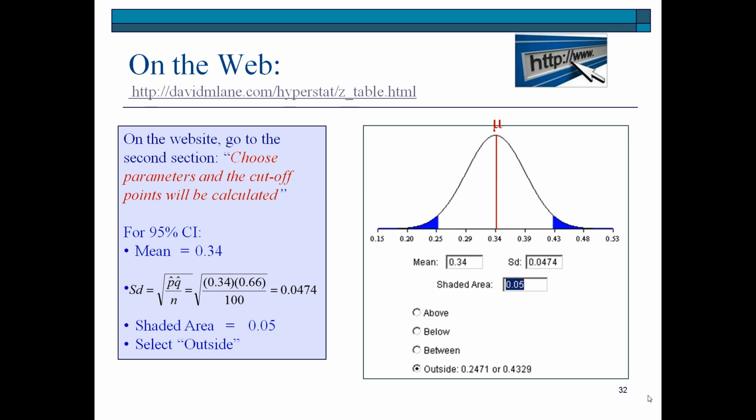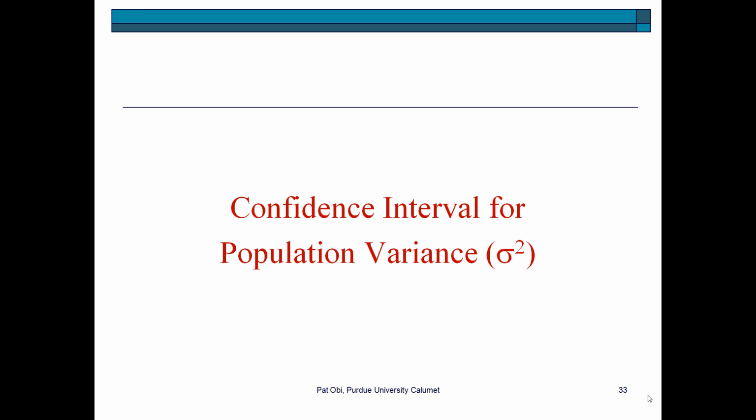Going back to our presentation, that concludes it. So the next section is confidence interval estimation for the population variance.